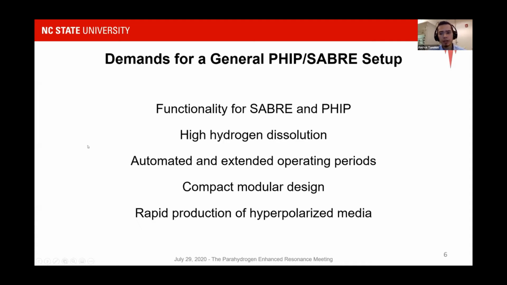And then a compact modular design, something that is easily portable, can fit in a small location, and can go next to a benchtop spectrometer or a high field spectrometer or an MRI. And the final one is rapid production of hyperpolarized media. This includes preparation of samples on a milliliter scale with an eye toward eventual in vivo applications, like was just presented in the previous presentation.